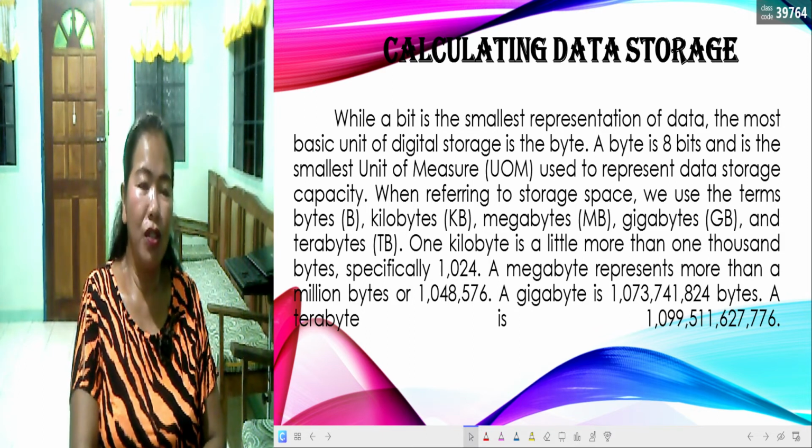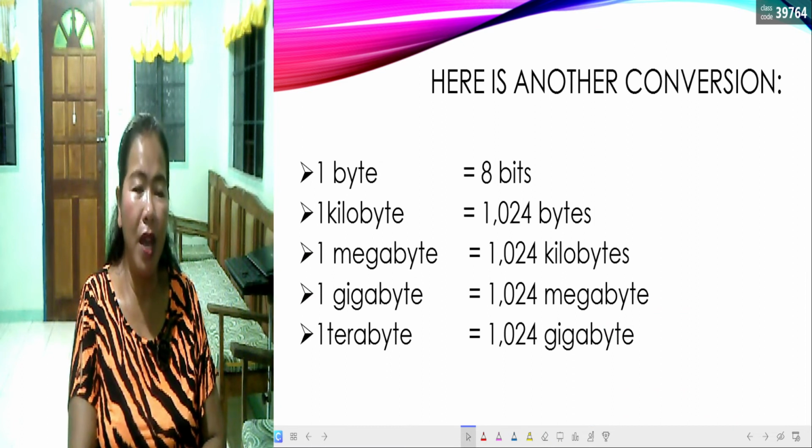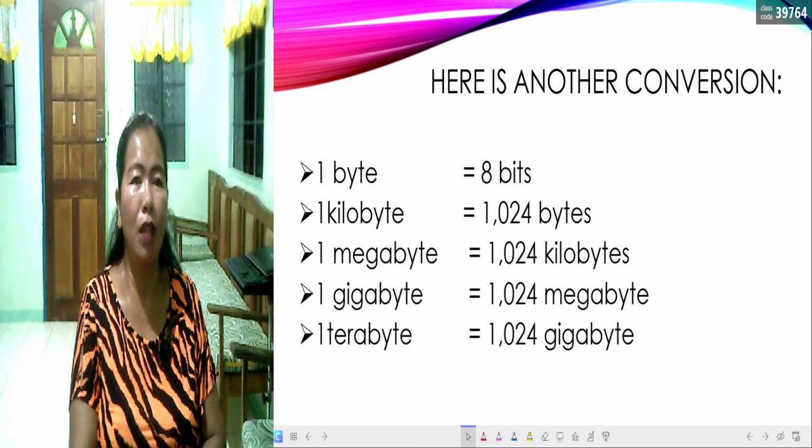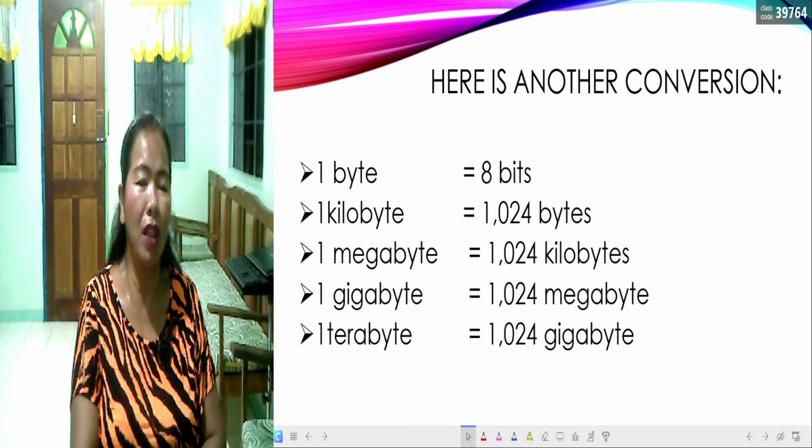Here is another conversion. Just recently, we have discussed the different number systems. This time, we have the conversion of the data storage. So 1 byte is equivalent to 8 bits. 1 kilobyte is 1,024 bytes, and 1 megabyte is 1,024 kilobytes. 1 gigabyte is 1,024 megabytes, and 1 terabyte is 1,024 gigabytes. So this is the very basic equivalent of the data storage.